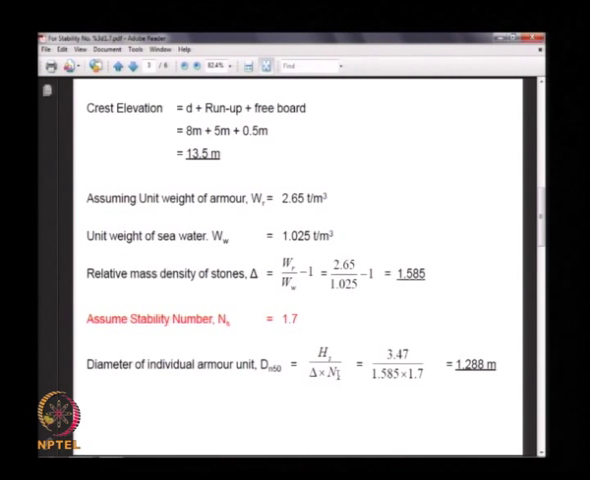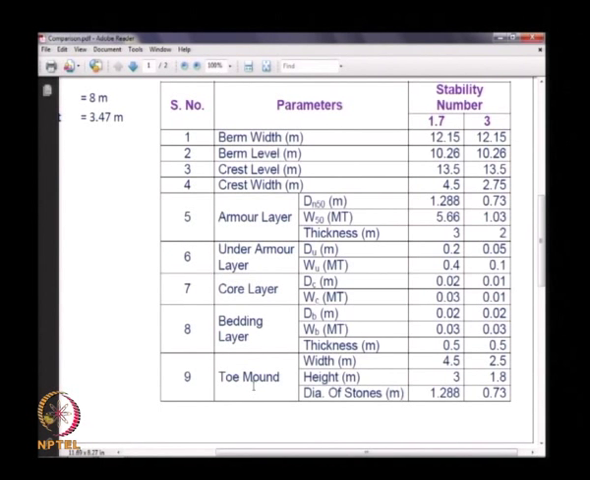The stability coefficient is having a wide range. So you can have a stability number of 1.7 or 3. If you use a stability coefficient of 3, your weight of the stone is 1 ton. If you use a stability coefficient of 1.7, the weight is 5.66.